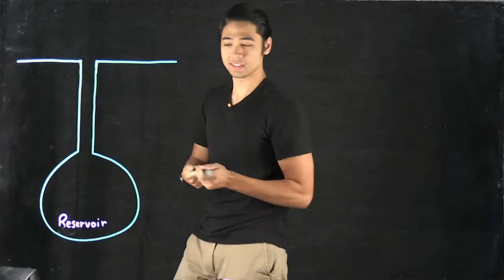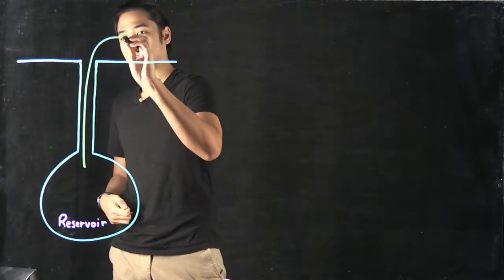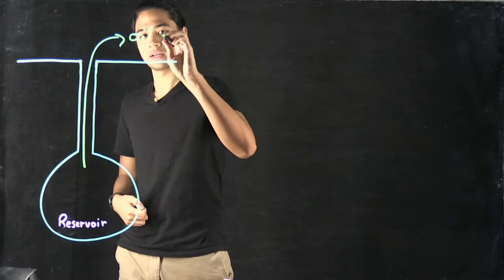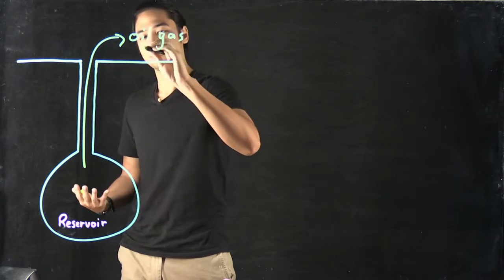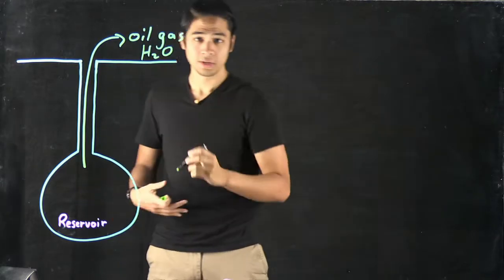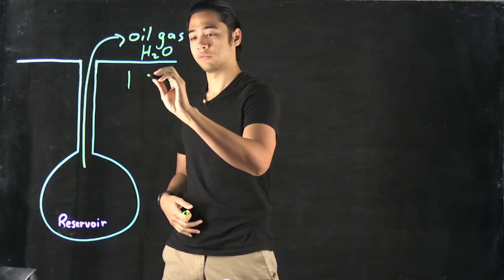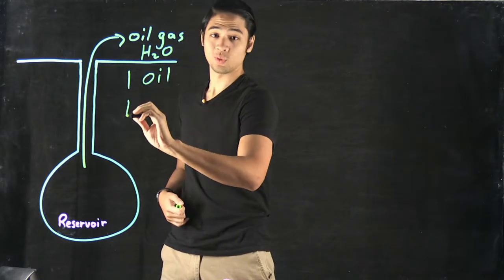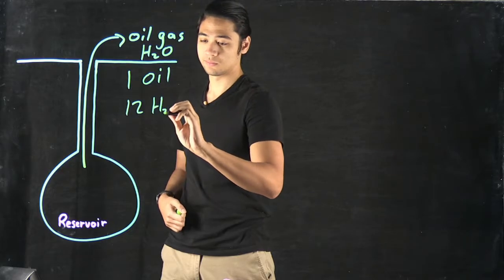Production of oil and gas. We produce from these reservoirs not only oil and gas, but also a bunch of water. In fact, for every 1 barrel of oil we produce 12 barrels of water. What do we do with all this water?